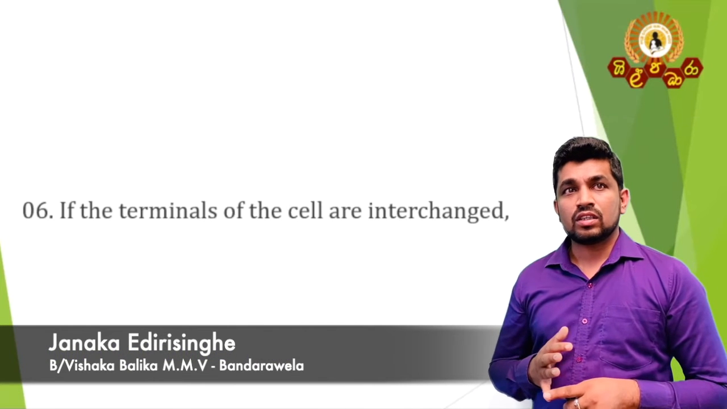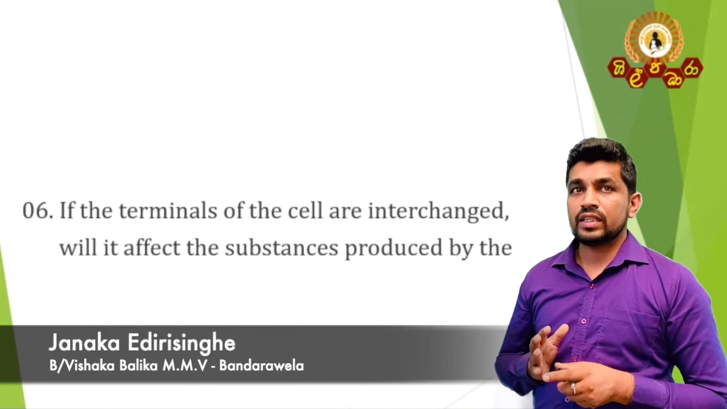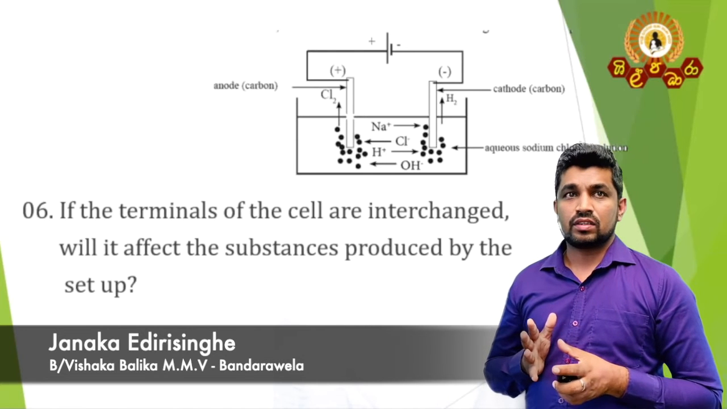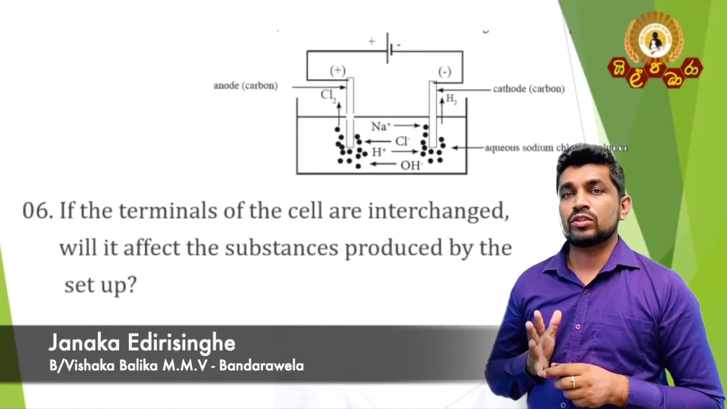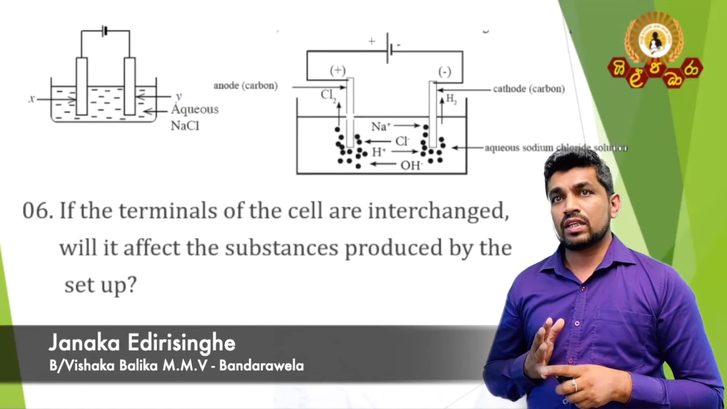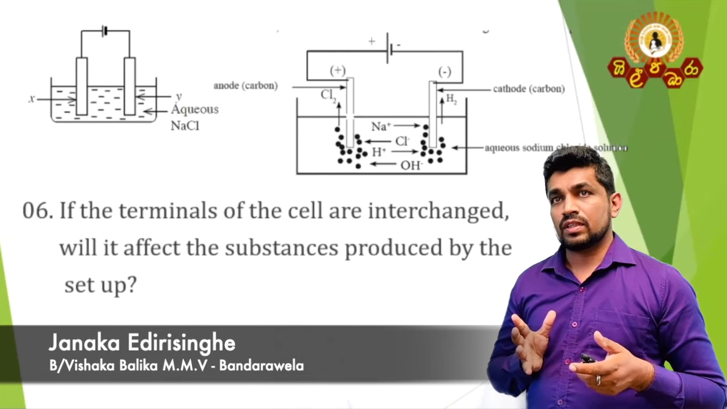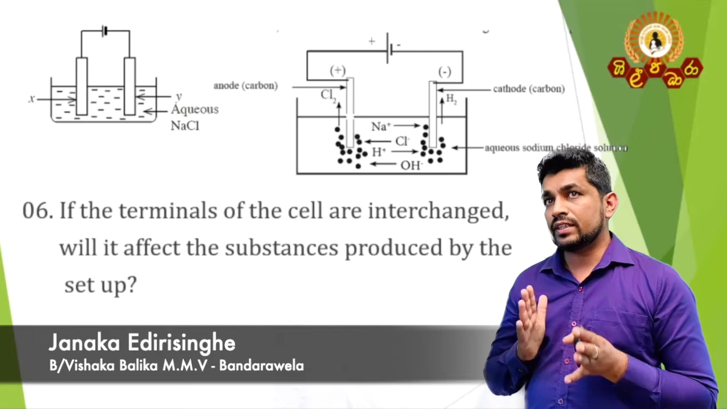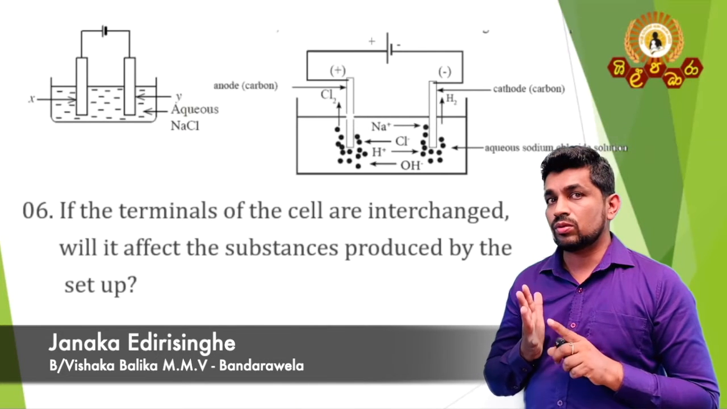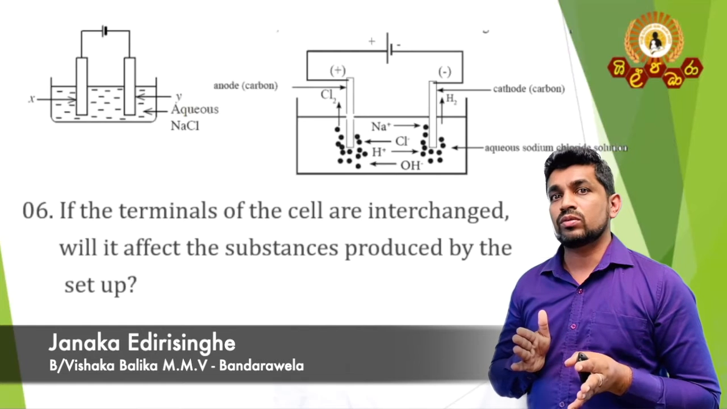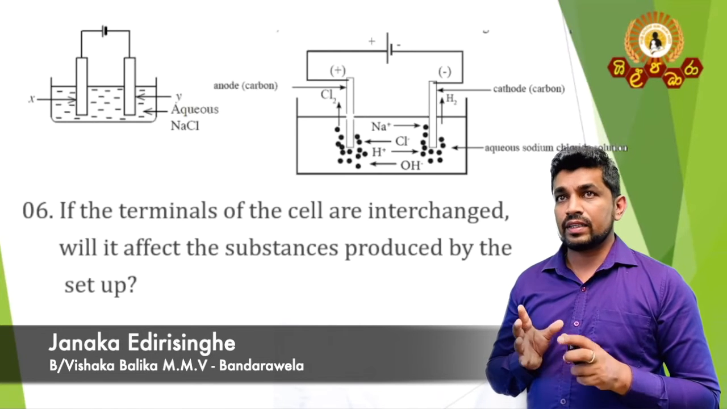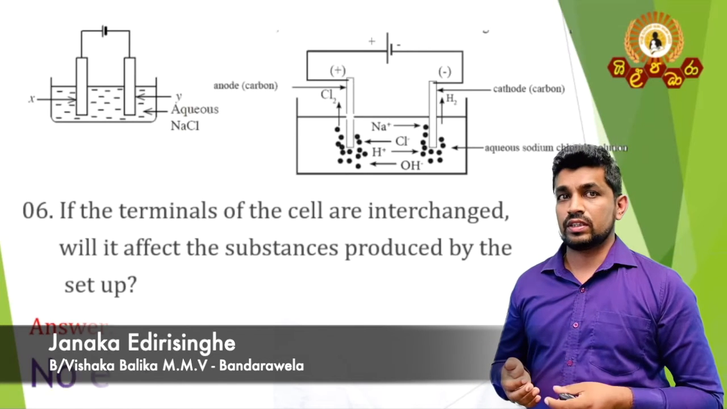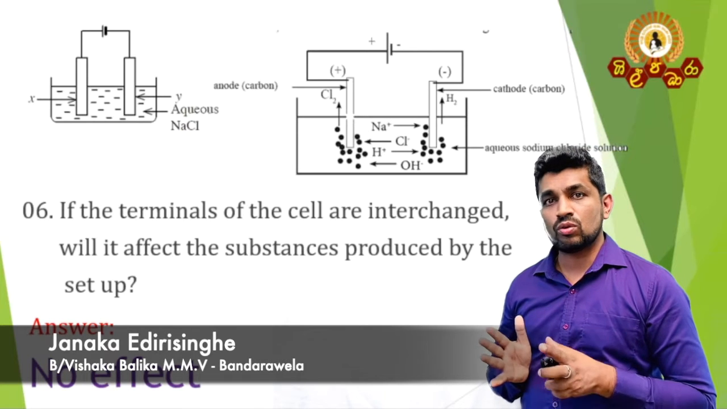Okay. Then question number 6. It is asking, if the terminals of the cells are interchanged, will it affect the substances produced by the setup? Now this is based on electrolysis. Therefore, when we exchange those terminals, you already know we are using carbon or platinum rods. Therefore, while the reaction at each electrode changes, there is no effect on the process. So we can mention it as no effect.